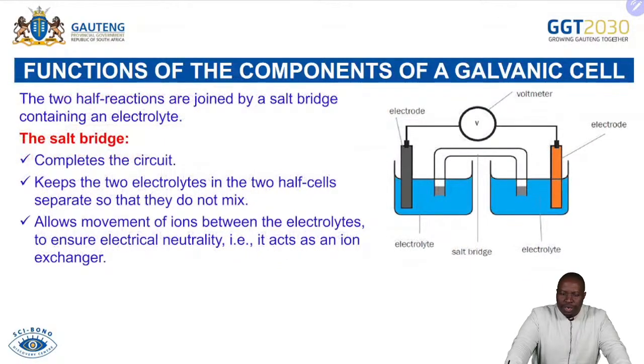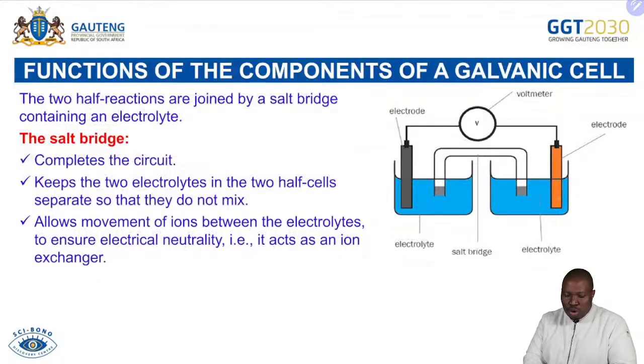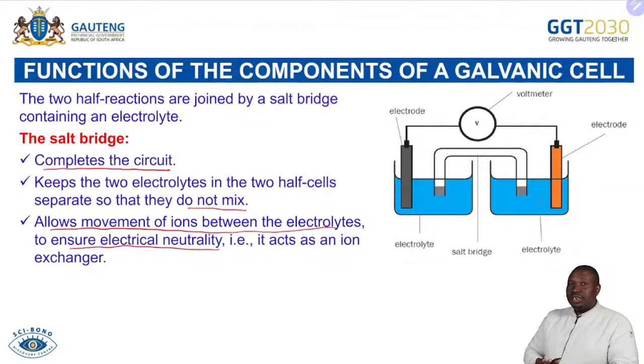Now, the salt bridge is very important because it joins the two beakers, the two half cells. The function of a salt bridge is to complete the circuit, which means it serves as a switch. Without the salt bridge, the circuit is incomplete. It keeps the two electrolytes in the two half cells separate so that they do not mix, and it allows the movement of ions between electrolytes to ensure electrical neutrality. So there are two main functions of a salt bridge: to complete the circuit and to maintain electrical neutrality.